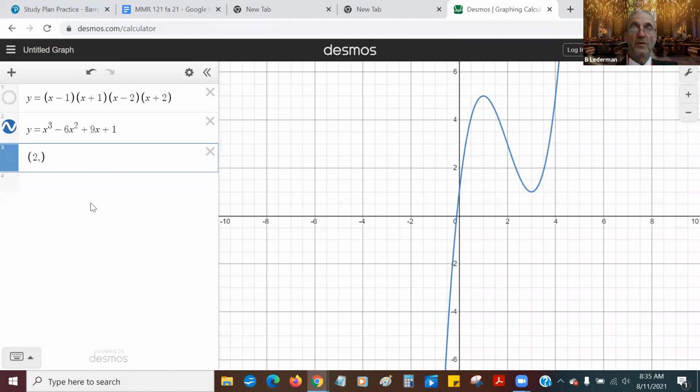2 comma 3, and look at that. Look how beautiful that is right there. So the point 2 comma 3 is my inflection point. Notice that the graph is concave down before that point, and it becomes concave up after that point, which we saw in our chart. It went from negative to positive, and here we see it in the picture.